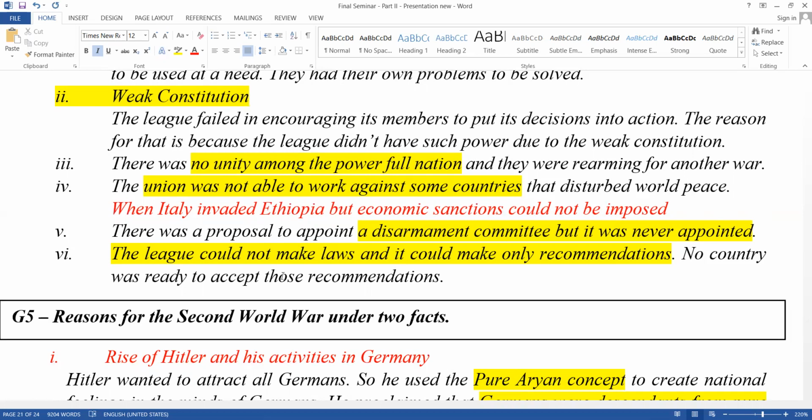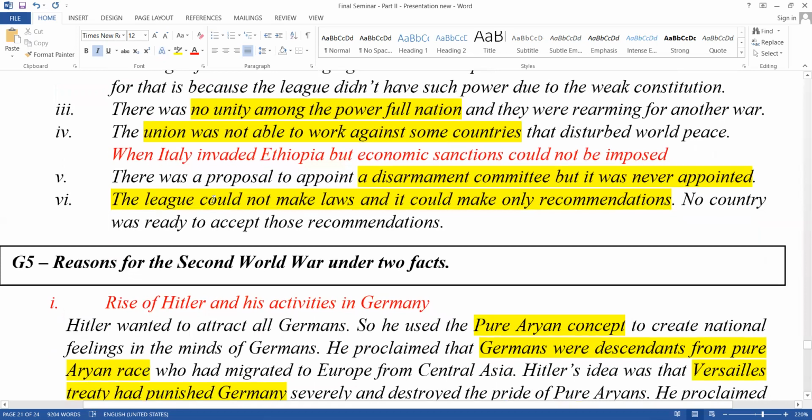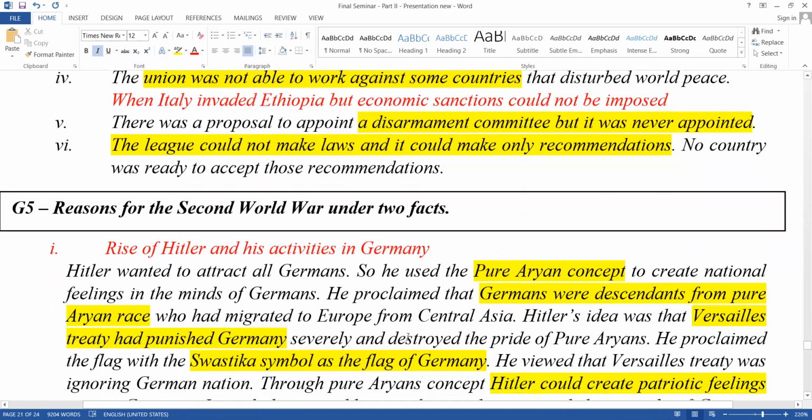Even in his own country, the disabled people and others he regarded as inferior, and he had the idea that they should be killed. And he killed millions of Jews by telling that Jews were inferior. So he divided the world into 2, superior and inferior. Germans are superior. Germans were descendants of Aryans who had migrated to Europe from Central Asia.